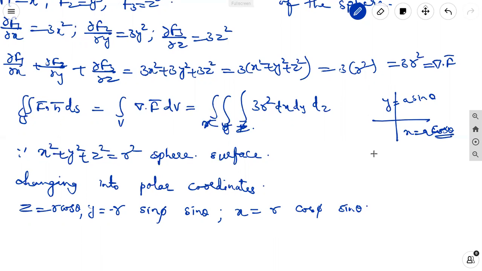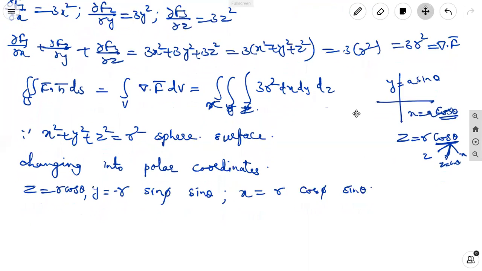Yes, ma'am. Z is fixed, z equal to r cos theta. Z equal to r cos theta means both are mutually perpendicular. When it is perpendicular, x and y are r sin theta, r sin theta. Next, for x we take cos phi, for y equal to sin phi. Again, x and y are opposite, cos phi changes to sin phi. It is the polar form in three dimensions.